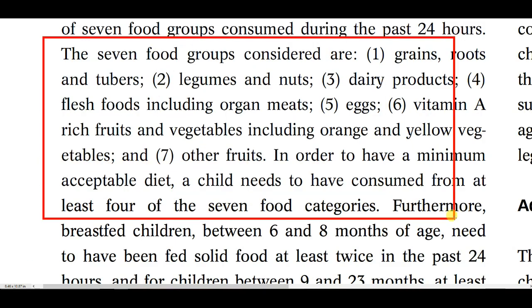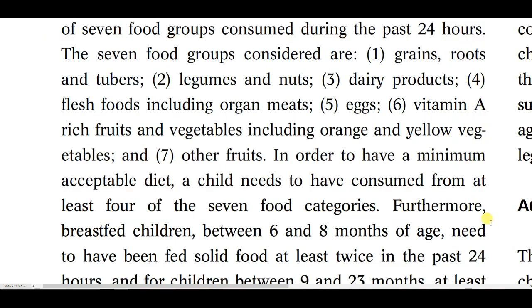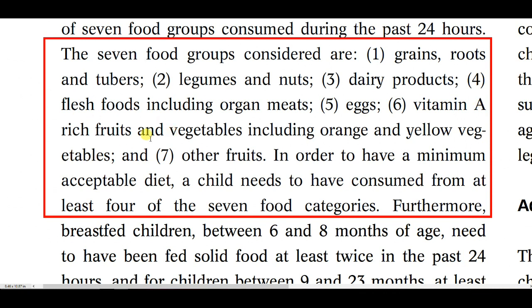Zooming out, for food we have these 7 types of food available in the DHS. First is grains, roots, and tubers. Second is legumes and nuts, dairy products, flesh foods including organ meats, eggs, vitamin A rich fruits and vegetables, including orange and yellow vegetables, and other fruits. These are the 7 categories. What we want is a child who has at least 4 out of these 7 categories. If the child has at least 4 of them, then we consider them to be adequate in food.